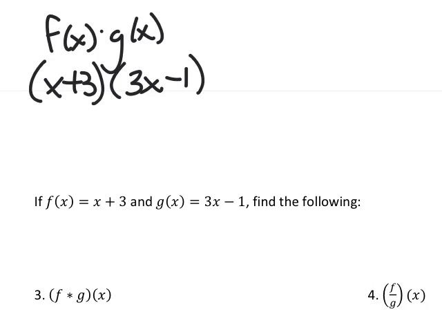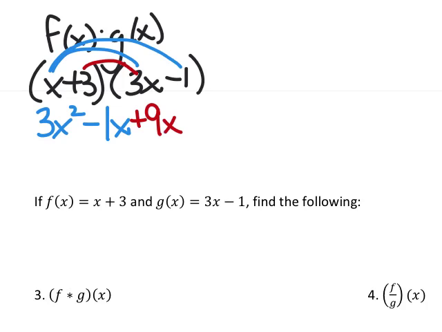And from here, you're just going to use the regular FOIL technique that you're used to using. We got x times 3x, which would give us a 3x squared. Then we have x times a negative 1, that's a negative 1x. Then we'll do 3 times 3x, which is a positive 9x. And then 3 times negative 1 is a minus 3 there.